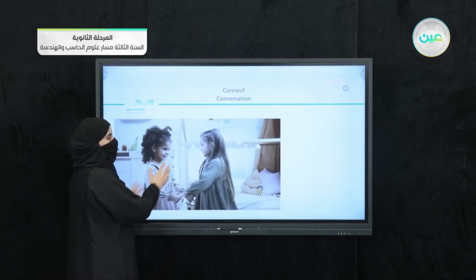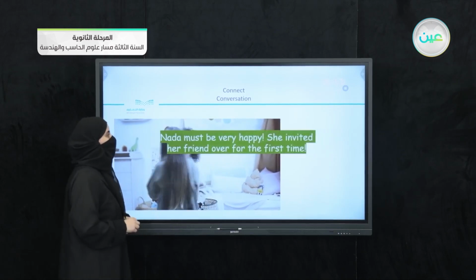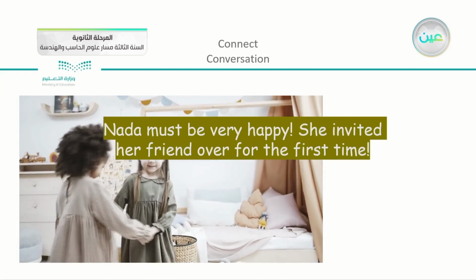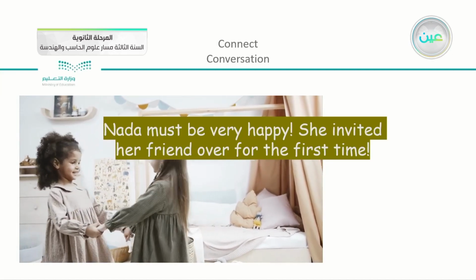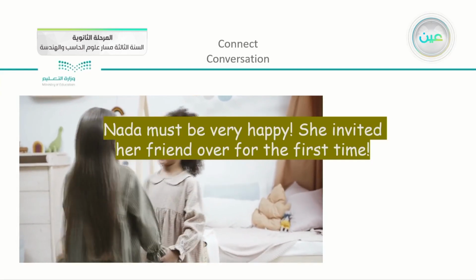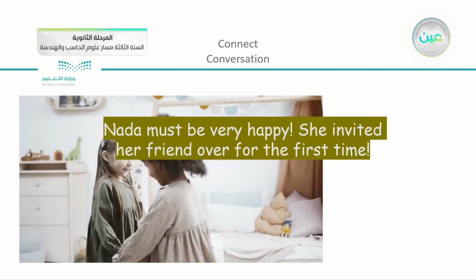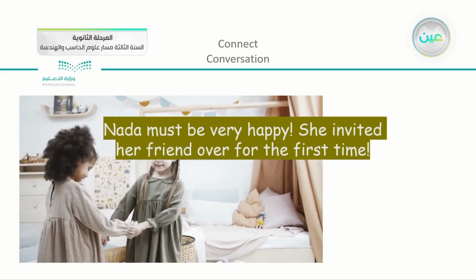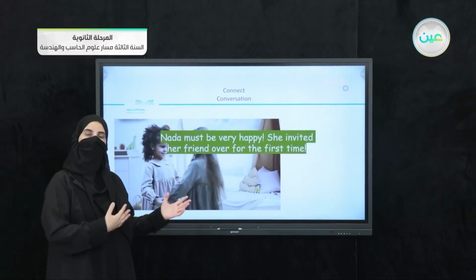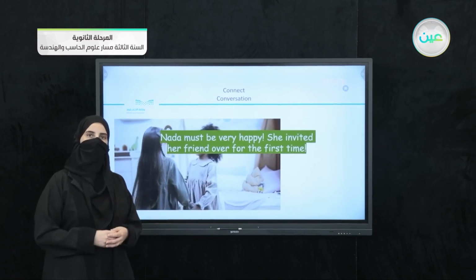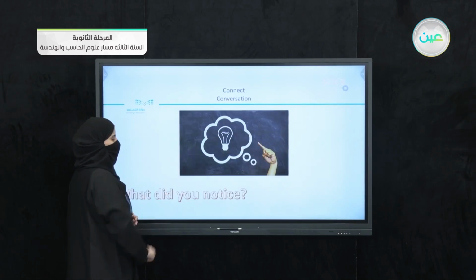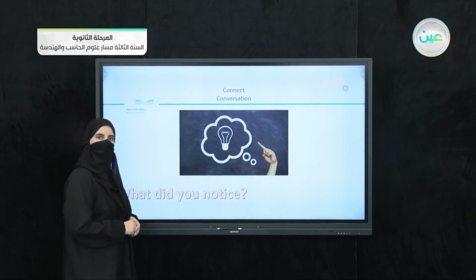Now here there is a last example. You can see that Neda must be very happy. There are two little girls here and they look happy. One of them is Neda. Neda must be very happy. She invited her friend over for the first time. So I concluded that Neda is happy because I saw her face and she has her friend with her. Now what is the idea that I have here from these examples? What did you notice?